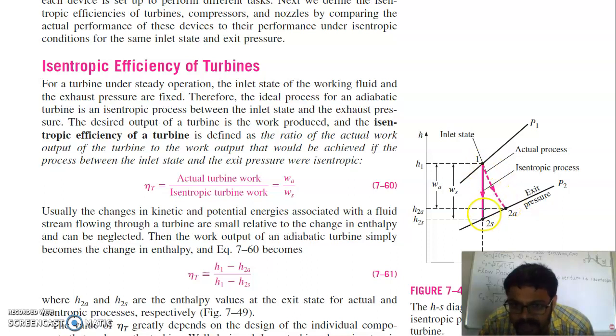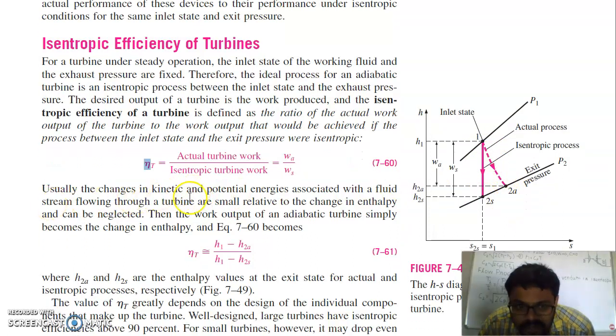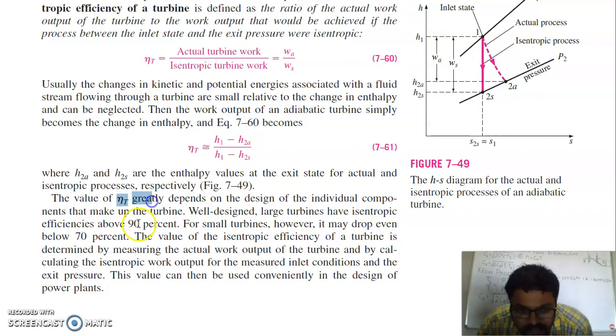So this is the actual process, this is the ideal process, and now efficiency of turbine can be defined as the actual expansion to the isentropic turbine work. So this is the work in actual case, this is the ideal work. Usually the change in kinetic and potential energy associated with a fluid stream flowing through a turbine are small relative to the change in enthalpy and can be neglected. Then the work output of an adiabatic turbine simply becomes the change in enthalpy. So efficiency of turbine can be defined as H1 minus H2a divided by H1 minus H2s. This is the change in enthalpy during actual process, and this is the change in enthalpy during isentropic process. The efficiency of turbine may vary from 70% to 90% depending on the design of turbine.